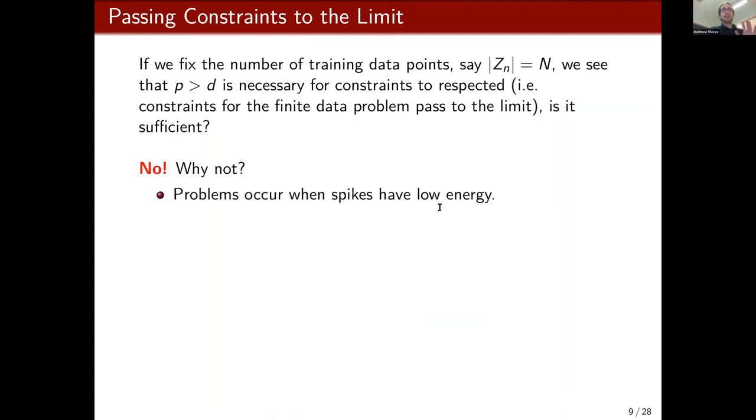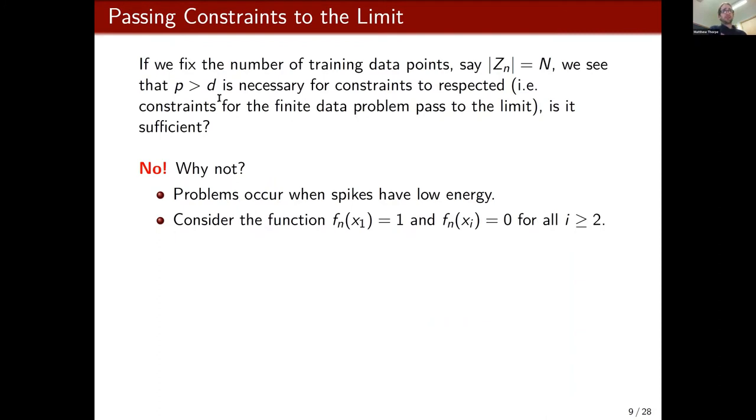Okay, and one would then expect that p being bigger than d is enough. It turns out this isn't correct, and we can see this through a very simple example. Let's say we have label 1 on the first feature vector and label 0 everywhere else. So this is a spike. This is a bad thing, right? Because it means that we're not very smooth. We're not interpolating between our feature vectors very well. So this should have very high energy.